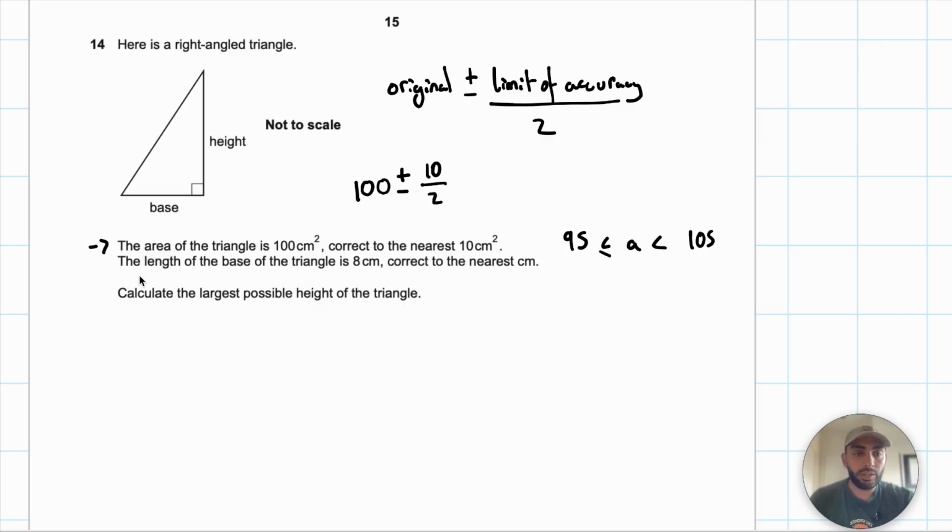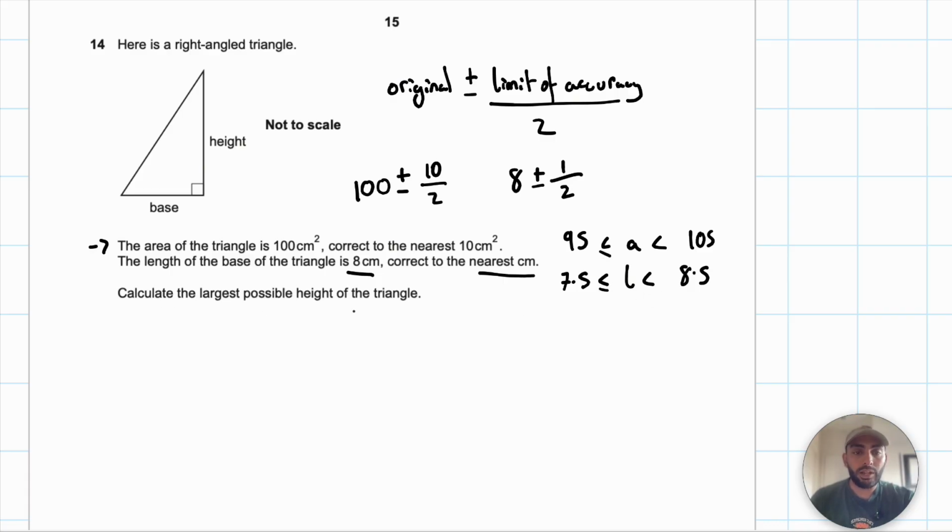I will do the same thing with the next one. The length of the base of the triangle is 8 centimeters, correct to the nearest centimeter. So this one, the original number is 8. We're plussing and minusing the nearest centimeter, which just means 1 divided by 2. So 8 take away a half is 7.5, and 8 plus a half is 8.5. This is for the length, and we just copy that bit out.